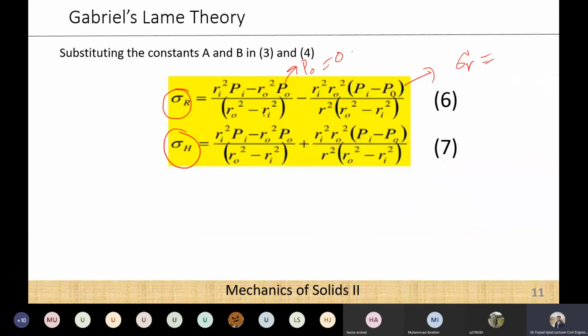But obviously it's not necessary, because you have this one expression for the generalized case where even if the outer pressure is 0, you can directly compute the stresses.